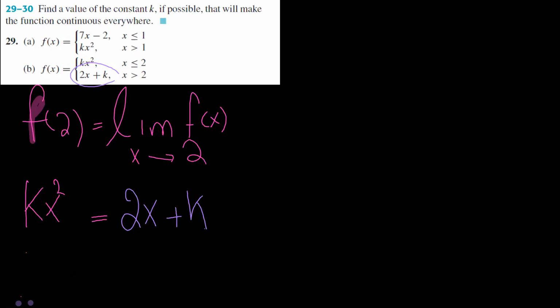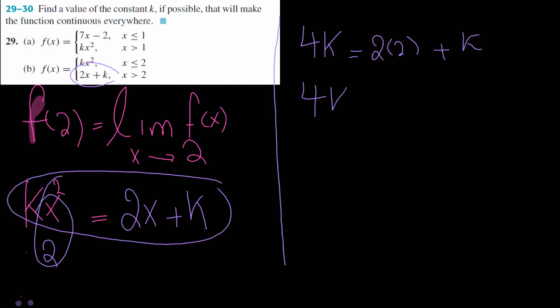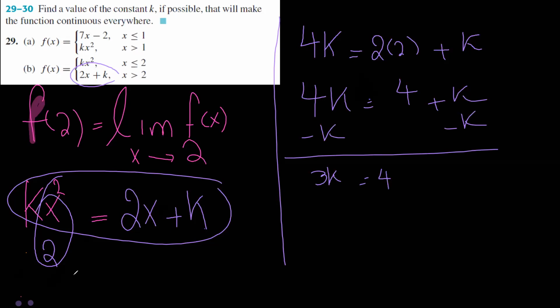Okay. Then after that, what is the value of x now? It is 2. So now I will evaluate x with 2. So it will be 4k equals 2 times 2 plus k, which is 4 plus k. So 4k is equal to 4 plus k. Minus k, so 3k is equal to 4. So k now is 4 over 3. This is now the value of k. Is it clear?